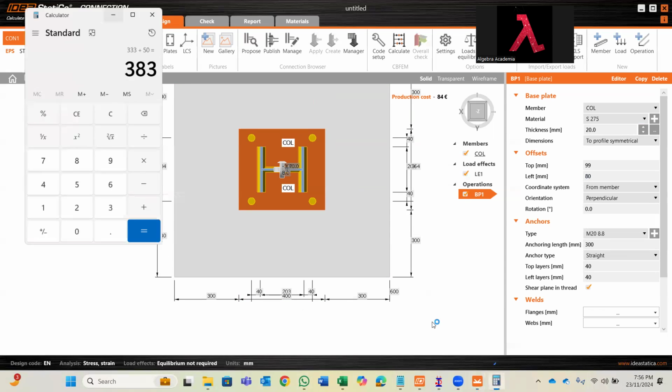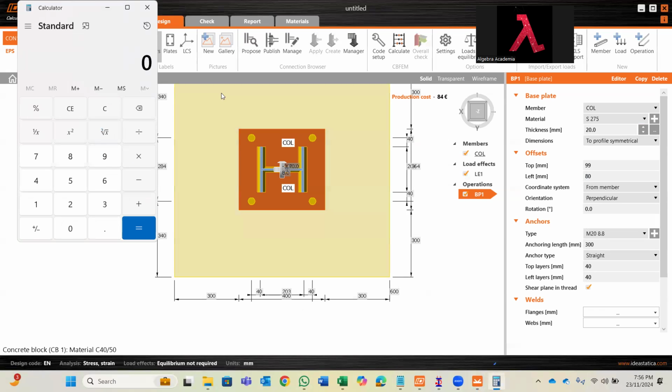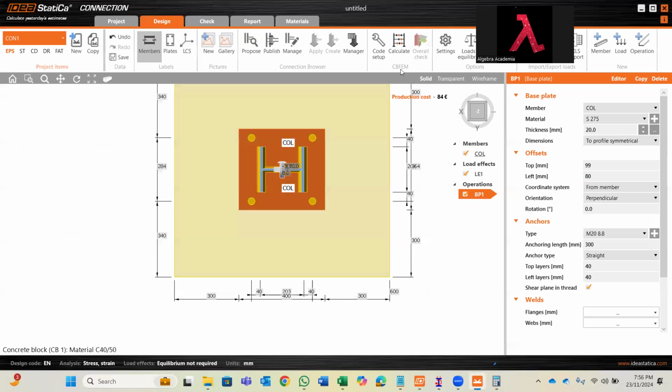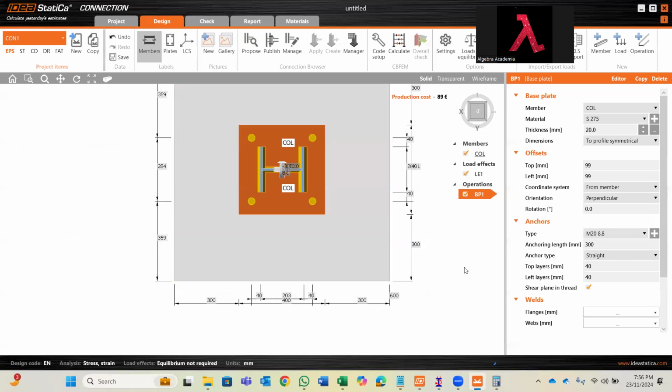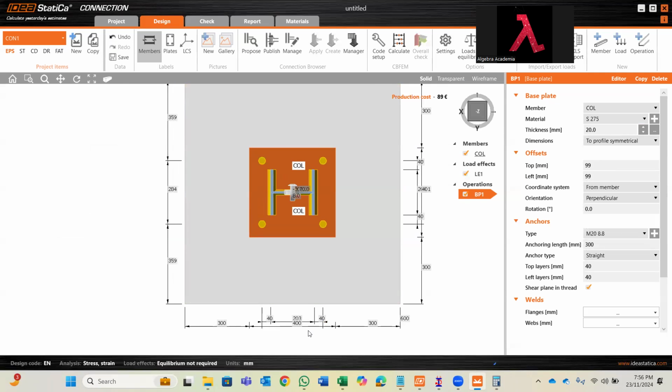Let me open the calculator for you for easy reference. So 400 minus 203 divided by 2 is 98.5. So 98.5, changing again. Even at the top also 98.5. Automatically it will round up the figure. Can you see here? So it gets 400 by 400 actually.